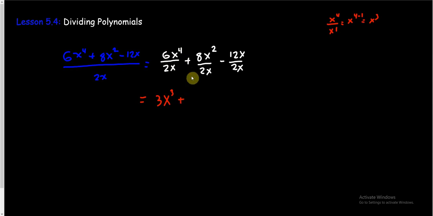All right, next term. 8 divided by 2 is 4. X squared divided by x, if you use your exponent rules, is x. Bring down your sign there. 12 divided by 2 is 6. And x divided by x, if I had to use exponent rules, x to the 1 over x to the 1, which is x to the 0th power, which is 1. So 6 times 1, but I don't need to show the 1. Or you could think of it as the x's cancel.